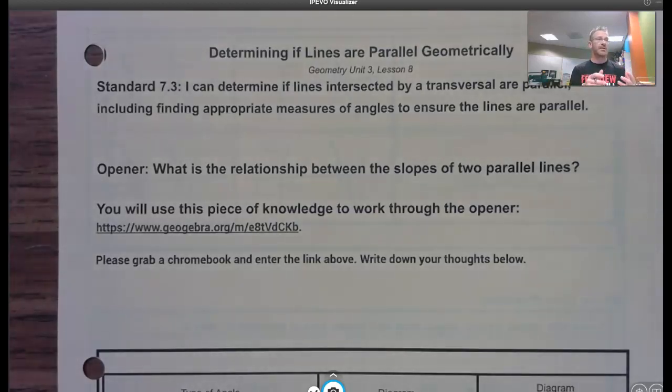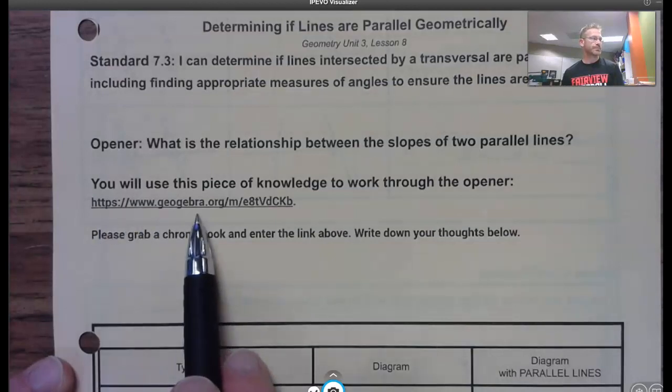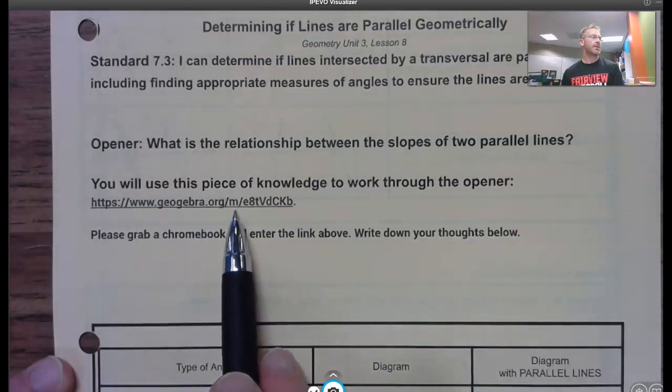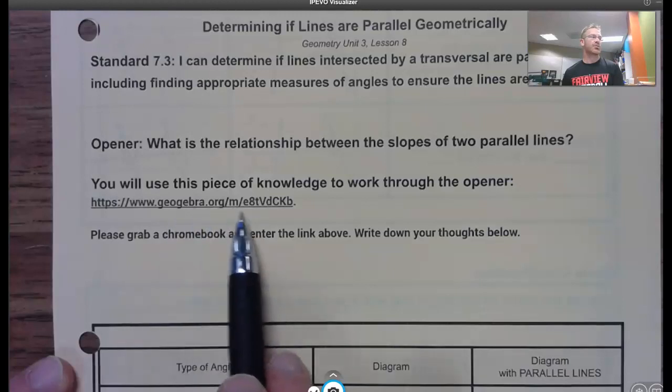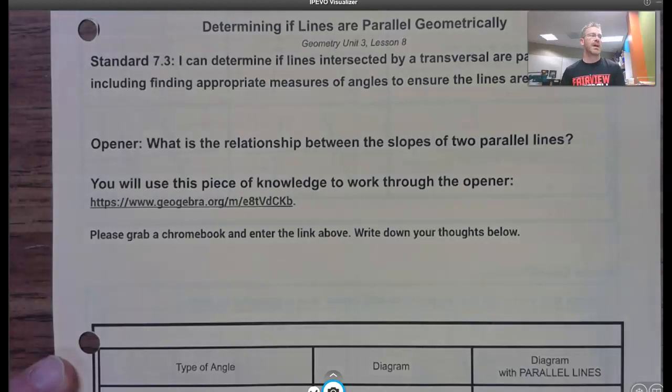All right, to get that, what I would like you to do is the opener here. You're going to have to copy this into your browser. It's a little activity here in GeoGebra. Just follow the directions there at the bottom. You may have to scroll down. The directions are below the picture in the diagram there. You have to drag some points around to try to get those lines parallel. Then write down your little summary about what you think, and then flip it back on and we'll see what thoughts you have.